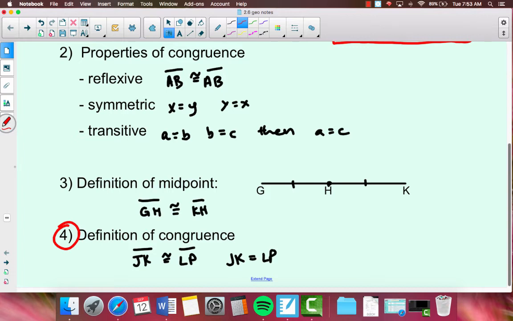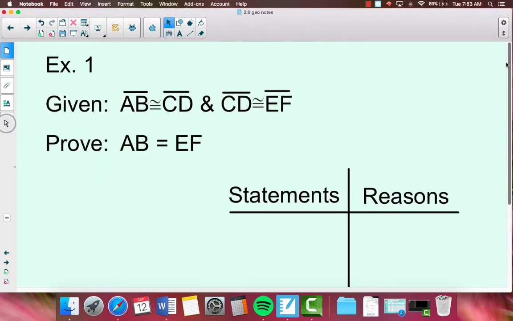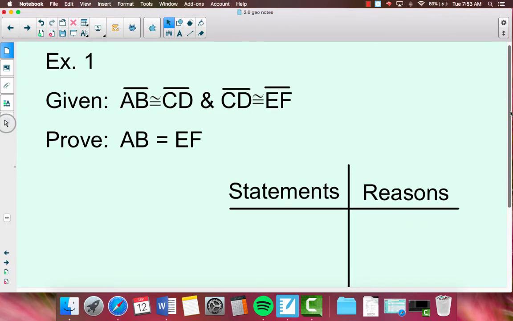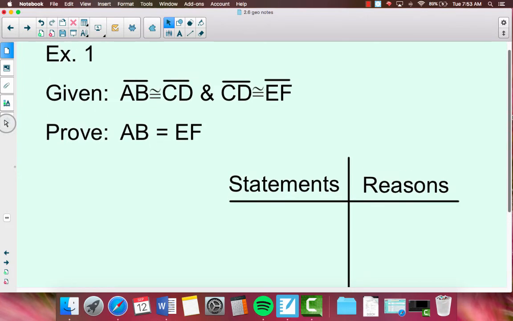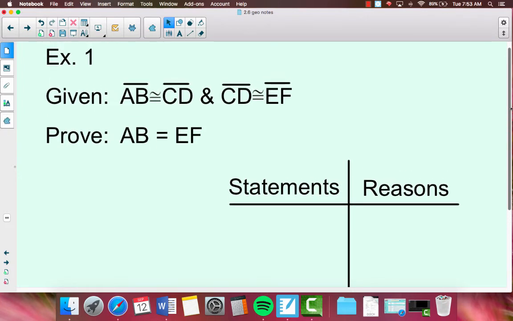All right, so we're going to start with our first example of a proof. Just like the algebraic proofs, we're going to do two columns. So I have my statements and my reasons. This one doesn't even have a picture with it because it's a lot more simple. So they tell you that given segment AB is congruent to segment CD, and they tell you segment CD is congruent to segment EF, the goal is to prove AB equals EF. Notice we went from congruent to equal, so that means we're going to have to use that definition of congruent segment somewhere. But we just want to write down what we're given.